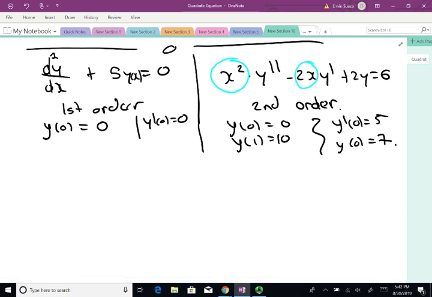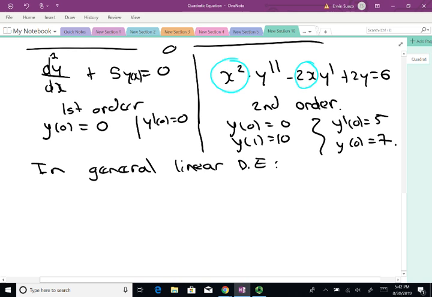So what about more orders? Well, you increase the order, you will have a third order, fourth order, and so on. So in general, how does a differential equation look? In general, how does a linear differential equation look?